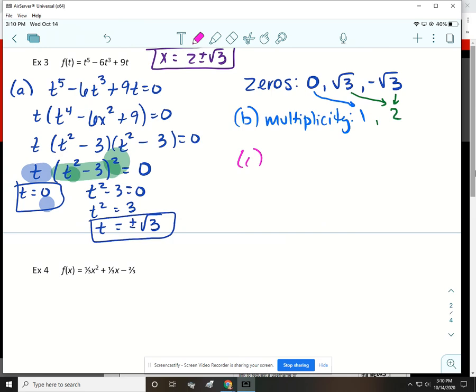Okay, and then for our maximum possible number of turning points, we go to our original function, we look at the degree. It has a degree of 5, so the possible turning points is 1 less than that.